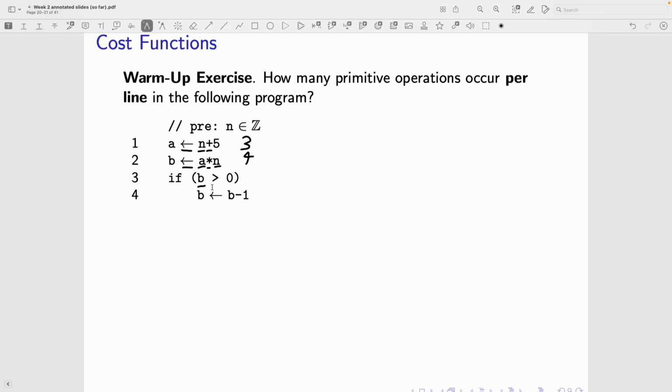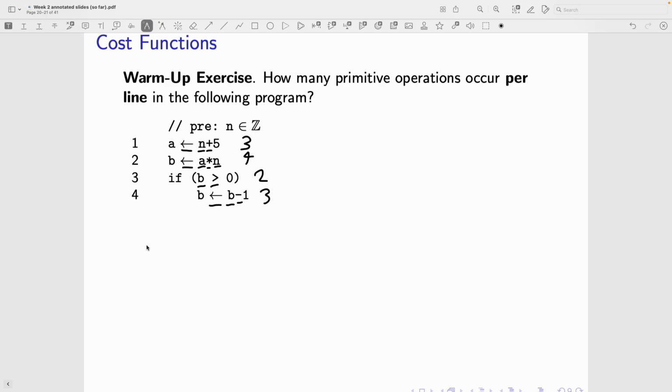Here we read again and compare. Note that using a constant doesn't constitute a primitive operation. That's a detail you'll find more about in Comp 2280, where literals or constants are sort of embedded into the instructions your processor is taking, so it doesn't have to do any memory operations to work with them. Here again, we're reading, doing an operation, and writing. 3.